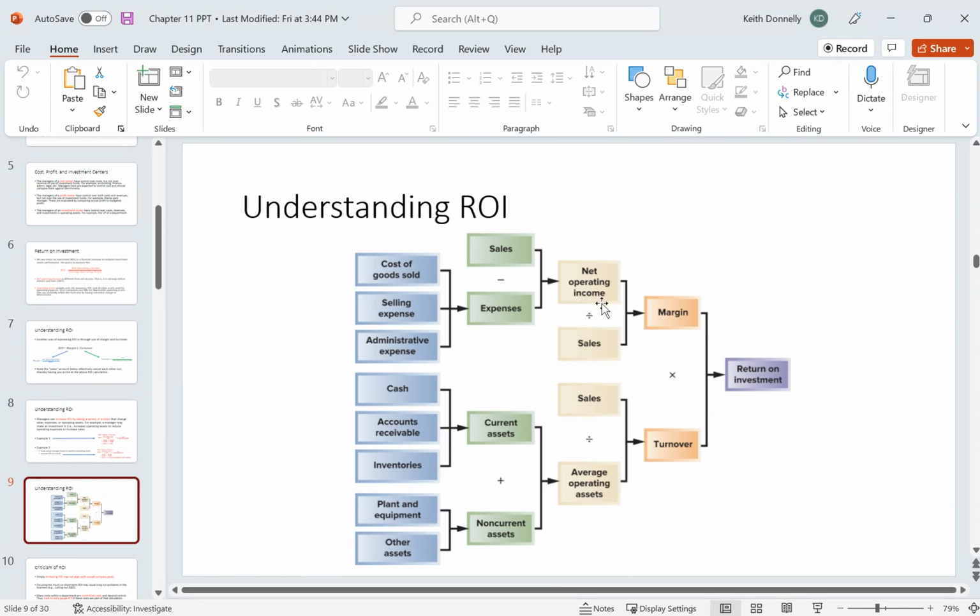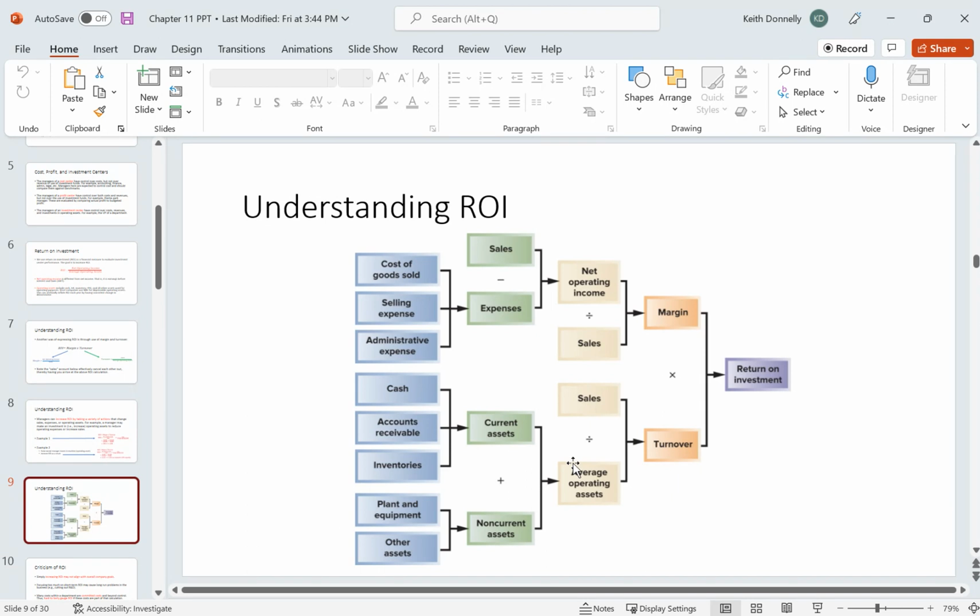But wait a minute, what's your net operating income? Well, that's going to be your sales minus your expenses. But wait a minute, what are your expenses? It's your cost of goods sold, your selling, and then your administrative. Now with turnover, it's going to be your sales divided by your average operating assets. And the idea there is that's going to be your beginning plus your ending divided by 2.